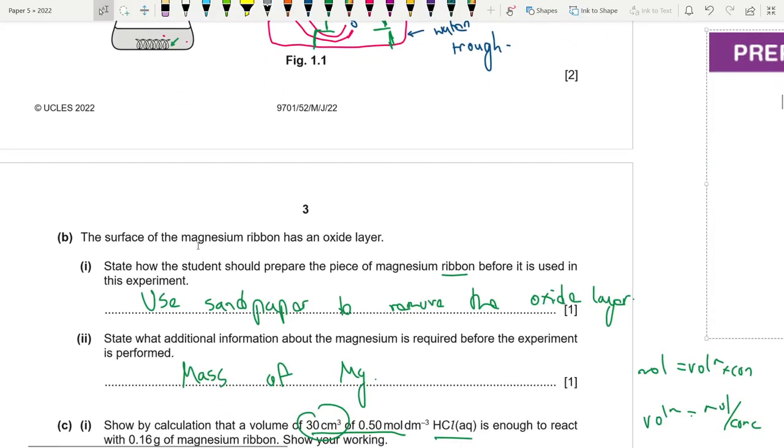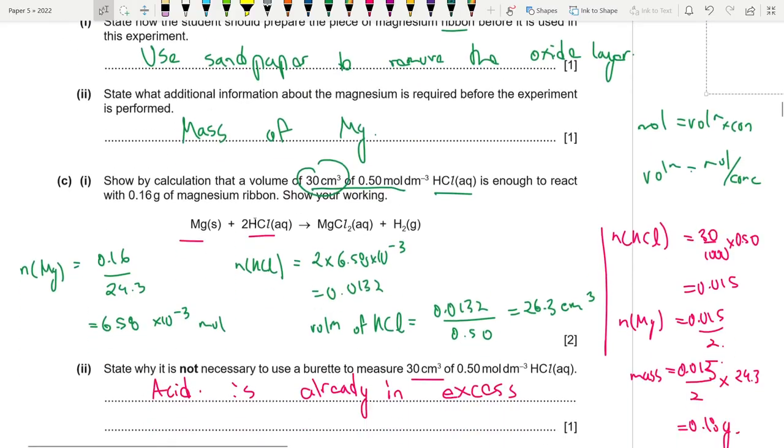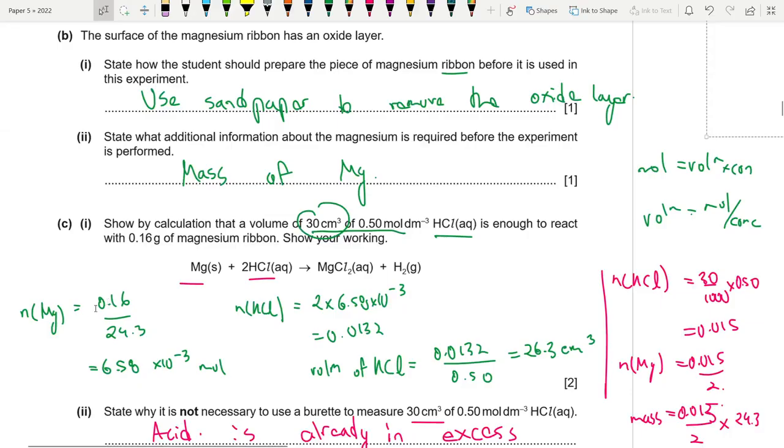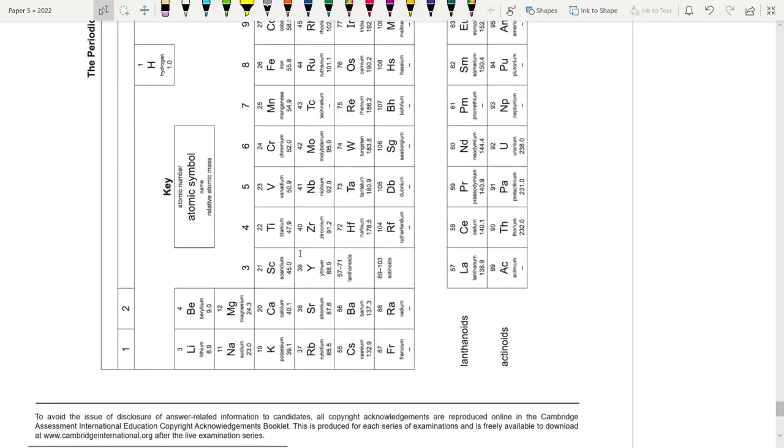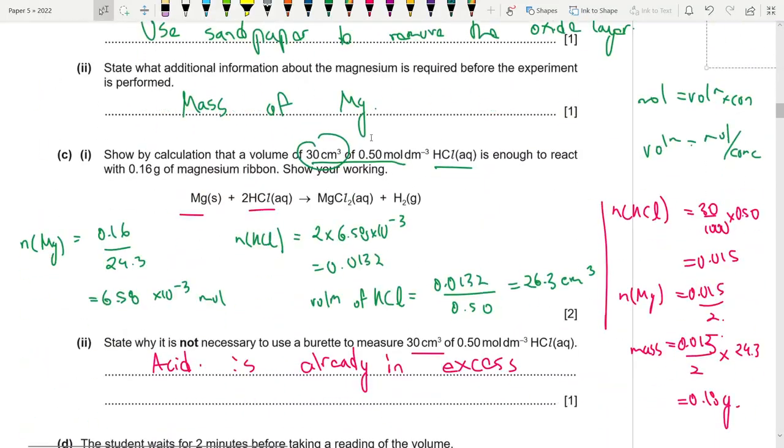So let's begin. Show by calculation that a volume of 30 cm3 of 0.5 mol per dm3 HCl is enough to react with 0.16 gram of magnesium ribbon. So HCl should be in excess. You can do this in two methods. So method 1, green one. I'm finding out the moles of magnesium, which is 0.16 divided by 24.3. How did I get 24.3? At the end of the sheet, you have the data booklet. Magnesium is 24.3, basically the periodic table. So that's 6.58 × 10^-3 moles.